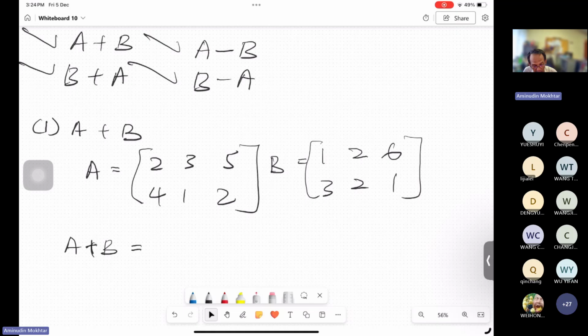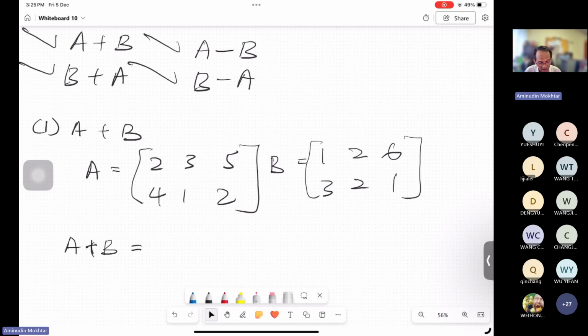First, the easy way to do this operation is you need to understand, if we do the matrix operation, they must be done one by one. The first row, the first element of matrix A must be added to the first element of B. Second element of A plus the second element of B, and so on. We must do one by one.